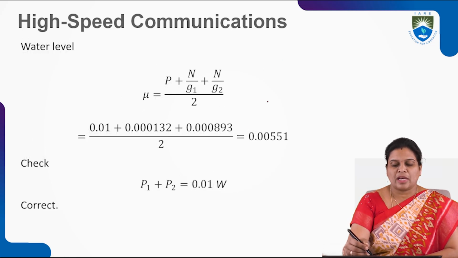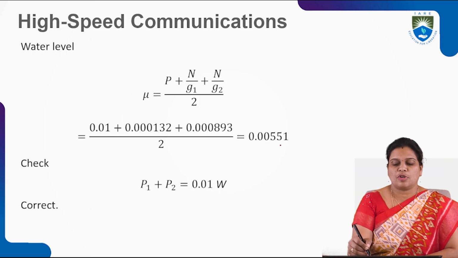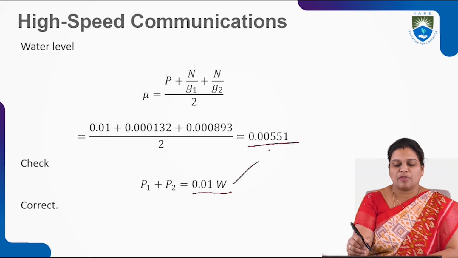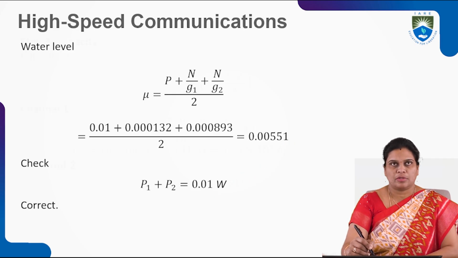So already we are checking whether the total is 0.01. The total water level equal to 0.00551. Now we find P1 plus P2 equal to 0.01. Already given in the problem, the total power is 0.01. So here we get 0.00551. If you add P1 plus P2, we get 0.01 watts. So the water level mu equal to P plus n by G1 plus n by G2. This is the total power P1 plus P2, that is 0.01 watts.